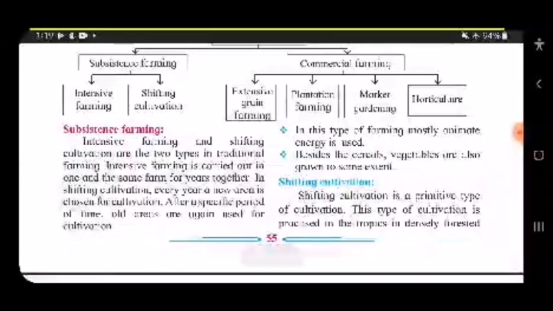Now let's move on to the next point. In this type of farming, mostly animate energy is used. Besides the cereals, vegetables are also grown to some extent. So what types of crops are grown in intensive farming? Cereals, and different kinds of vegetables are also grown.